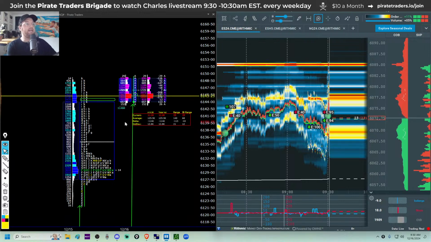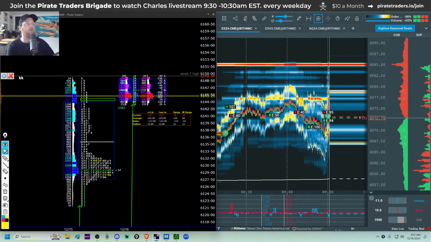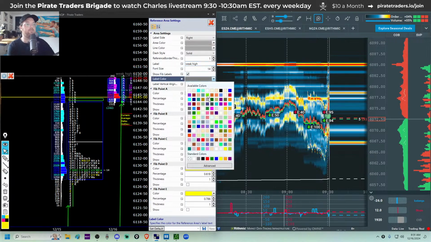All right. Well, we immediately, within 2 seconds, headed up to test that overnight high. That makes the current high weak and increases the odds we will come back for it later on at some point.